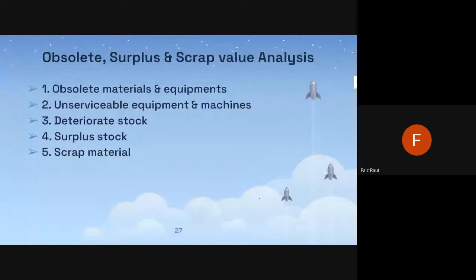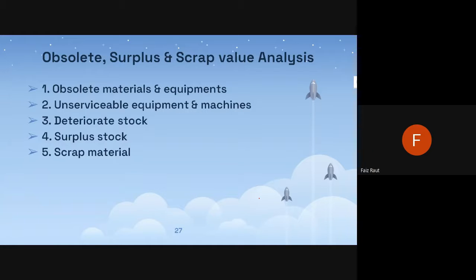Then this is obsolete, surplus and scrap value analysis. Okay, what is this? The products which the godown is holding, those products or machines or equipments can become obsolete, they can be in surplus, or they will find themselves as scrap. Okay, this all happens. Obsolete means they will be no longer required.